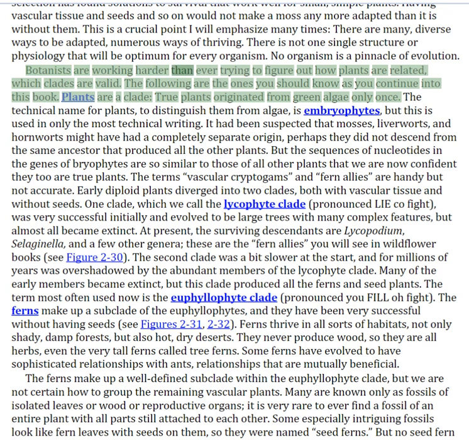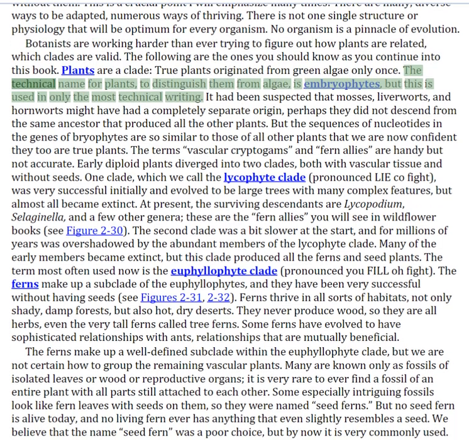Botanists are working harder than ever trying to figure out how plants are related, which clades are valid. The following are the ones you should know as you continue into this book. Plants are a clade. True plants originated from green algae only once. The technical name for plants, to distinguish them from algae, is embryophytes, but this is used in only the most technical writing.